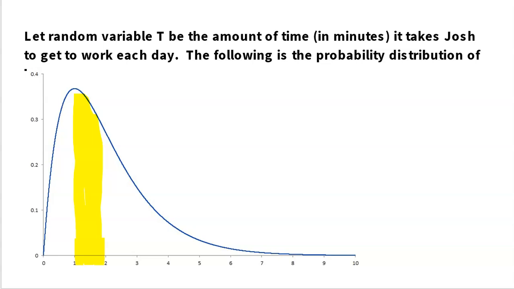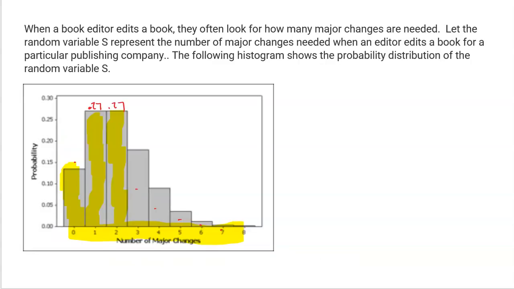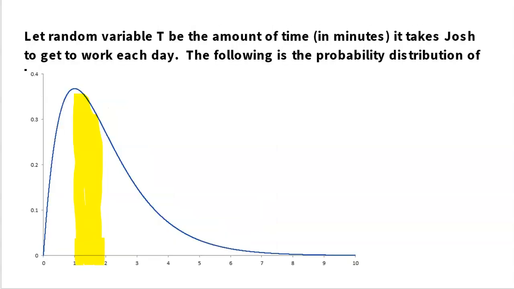And the other cool thing is we definitely see the shape here, right? And we saw that earlier with this one. We just didn't mention it. We'd say that's skewed right. Most of the time there's 1 or 2 major changes. Very few times is there going to be 6, 7, 8 major changes. Same thing I could say here. Most of the time it's going to take somewhere between 0 to 4 minutes for Josh to get to work. Way less likely for it to take 4, 5, 6, 7, 8, 9 minutes. But on occasion, maybe traffic or bad weather, it might take more than 9 minutes, but extremely unlikely. So that's why we see very little over here on the right-hand side.